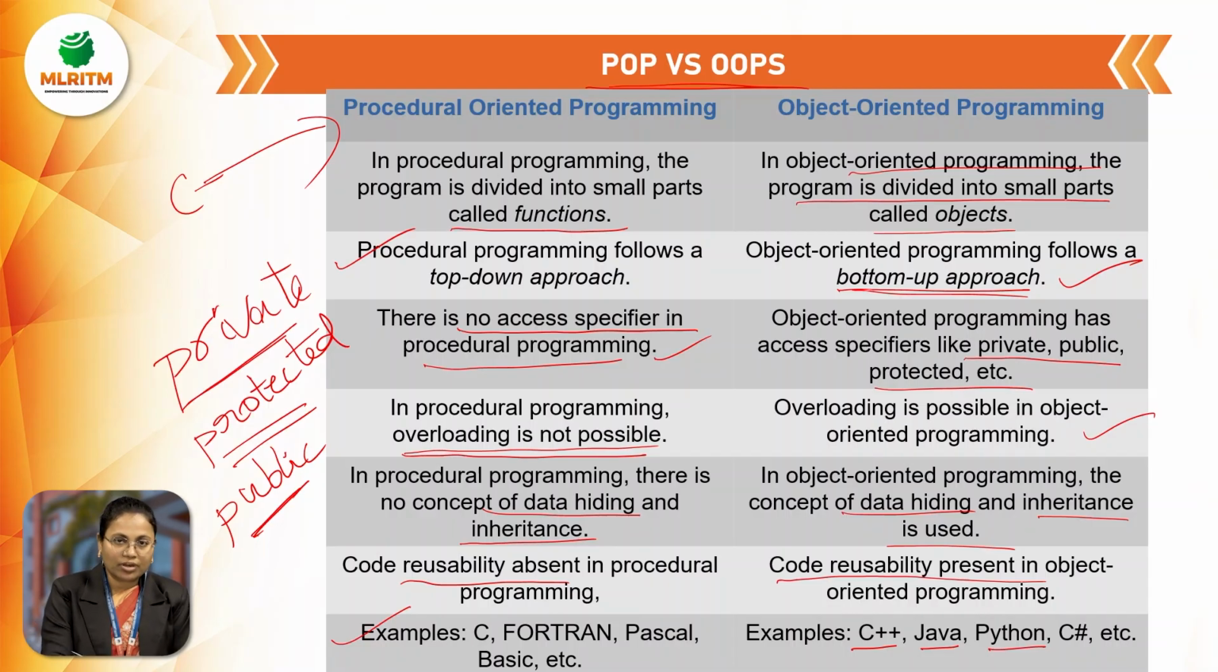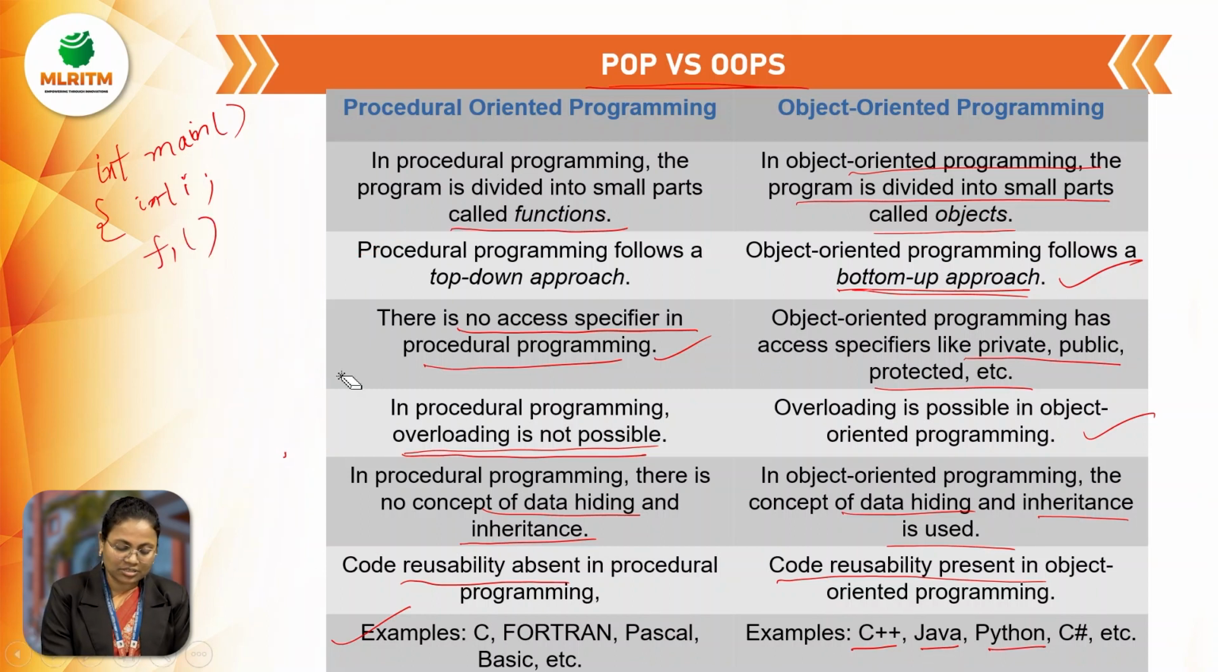When we write C programming, we'll start the code from the main method. So we'll write the main method first, int main. Here we'll declare some variables, some local variables, some int i. Later we'll write some functions inside the main method, function F1, F2, like this, different functions depending on the requirement.